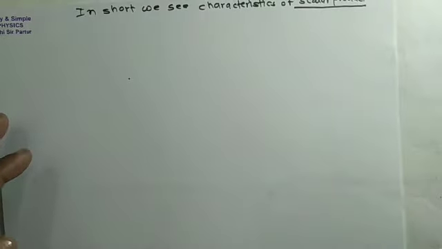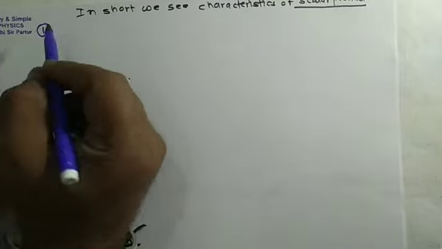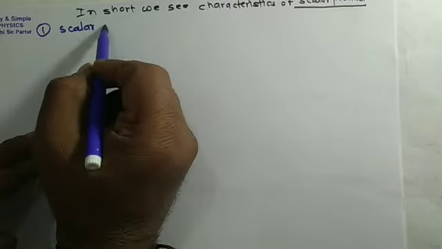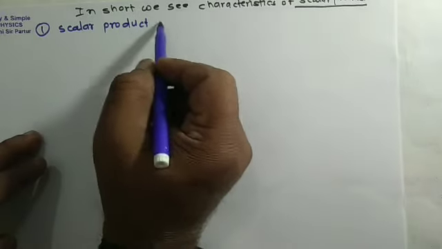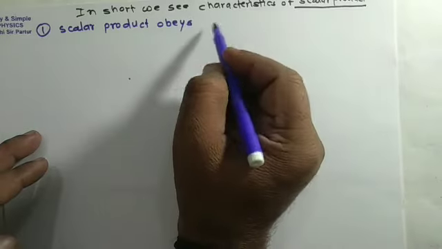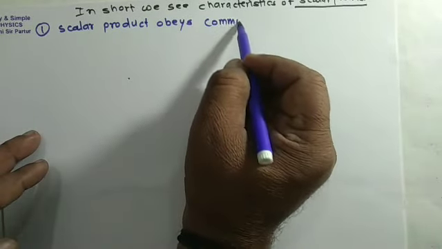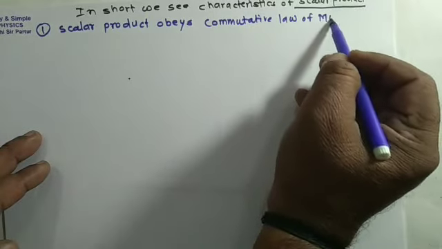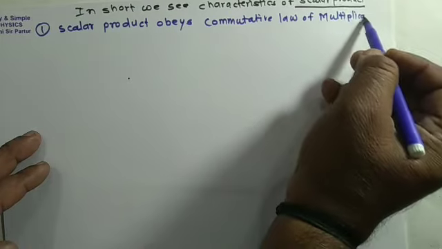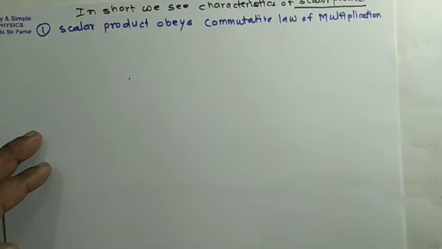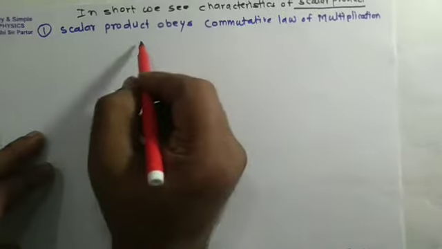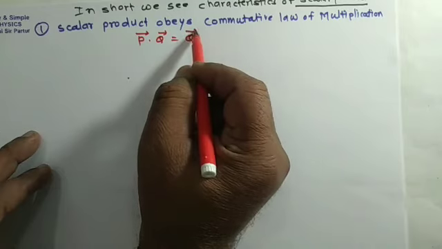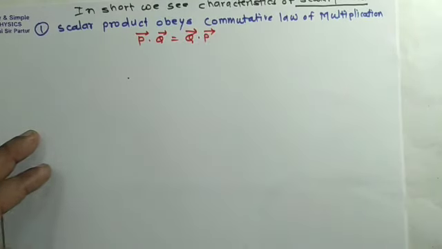in short, we see characteristics of scalar product. So the first characteristic will be number 1: scalar product obeys commutative law of multiplication. Means vector P dot vector Q is equal to vector Q dot vector P.